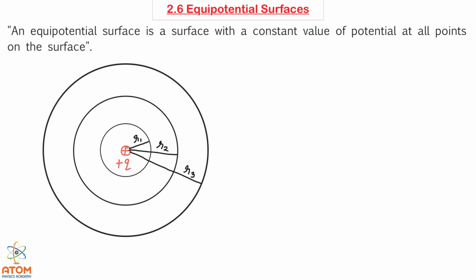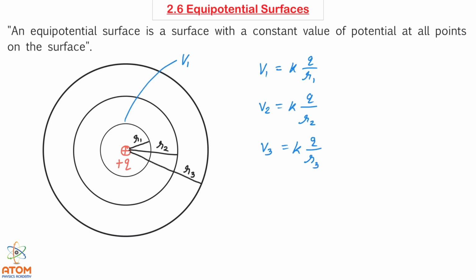we know that the equation of potential for a point charge is V equals kq upon r. So I'll put here V1 equals kq upon r1. This V1 is the potential on this first surface. At this surface, the potential will be V1. Now, if I take the distance r2, then the equation will be V2 equals kq upon r2, and likewise V3 will be kq upon r3.